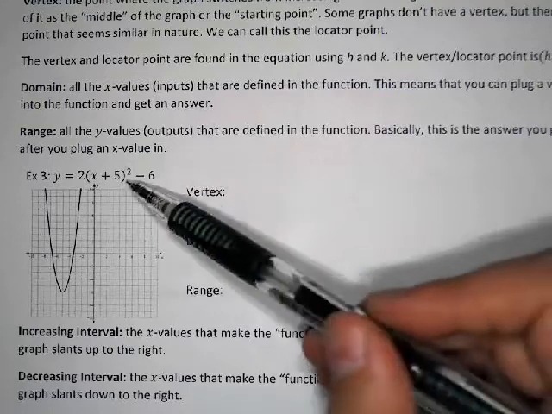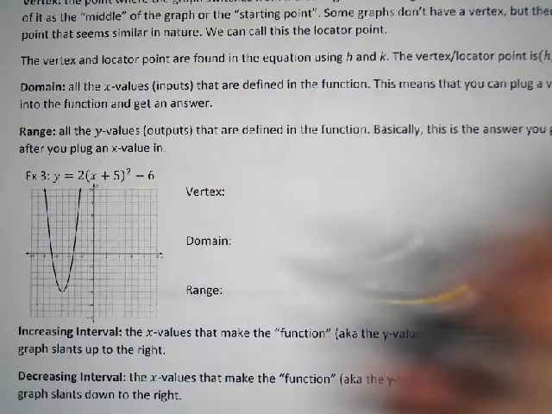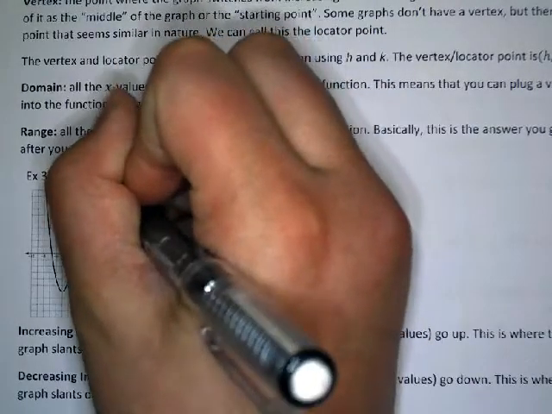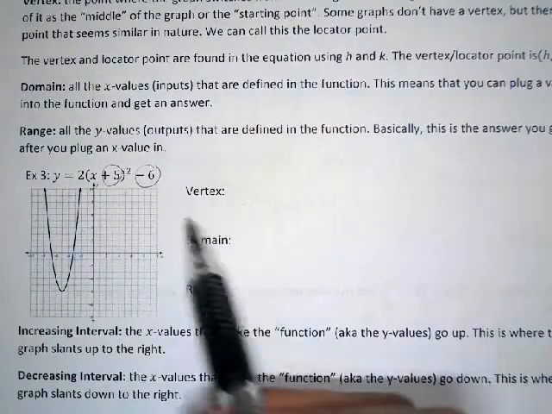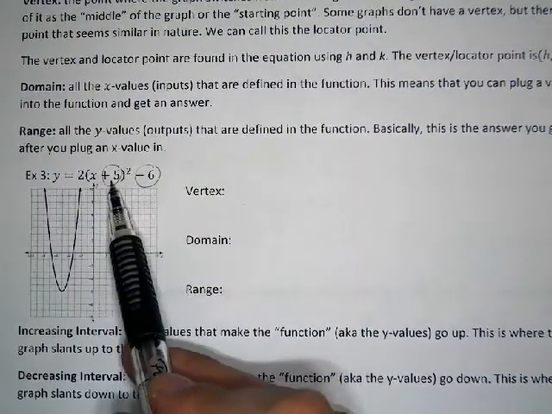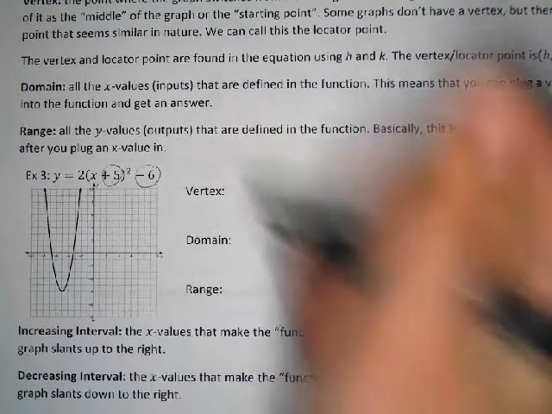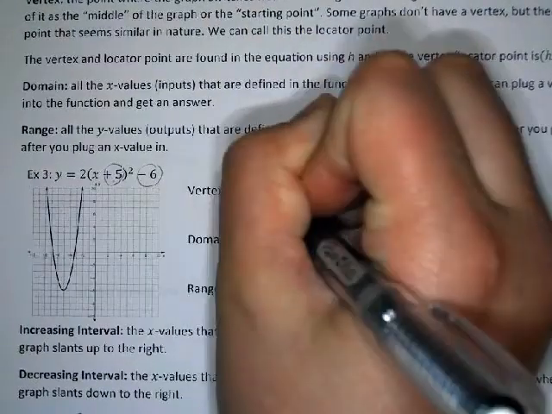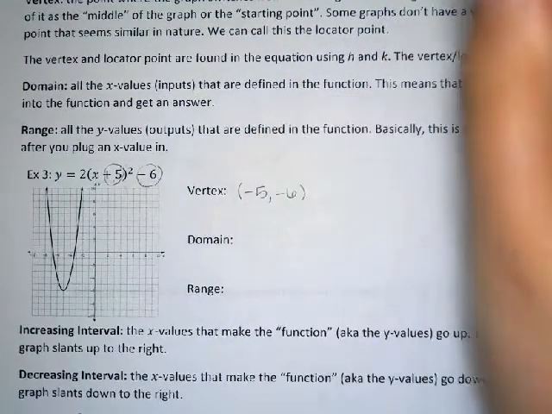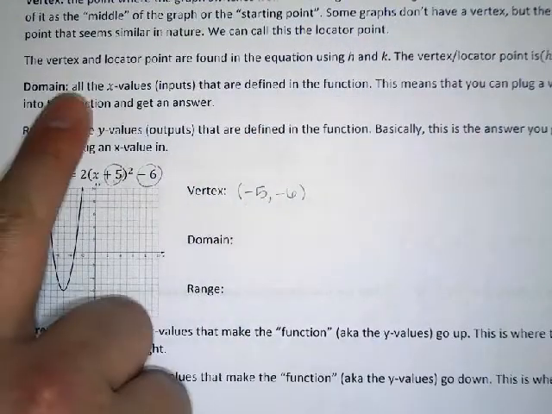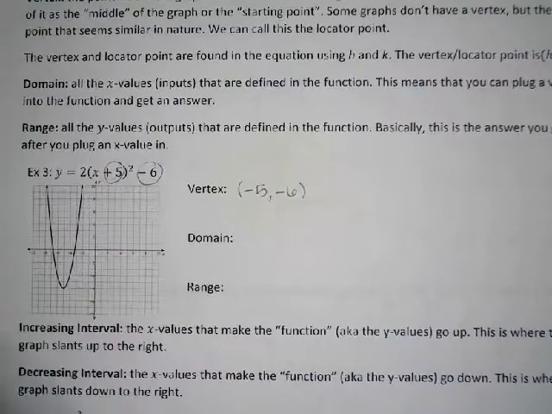So for example 3, the first thing they ask you is the vertex. So we can do that because we already did that on the previous page. So the vertex for example 3 would be -5, -6. And then the domain is all of the x values in the function.